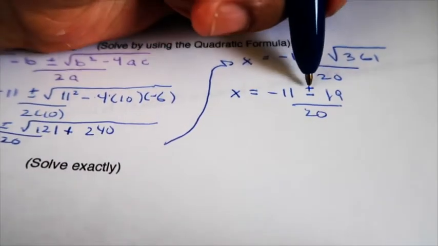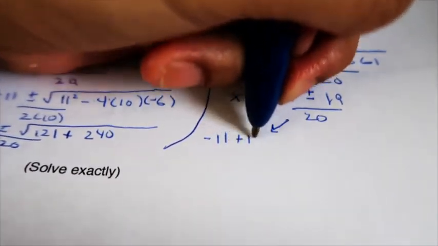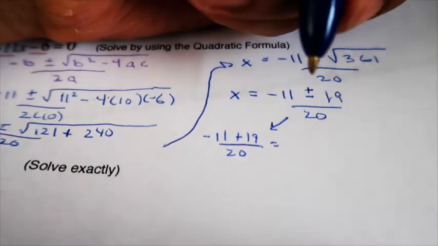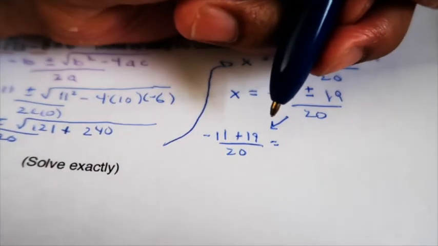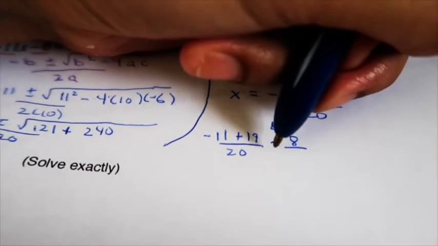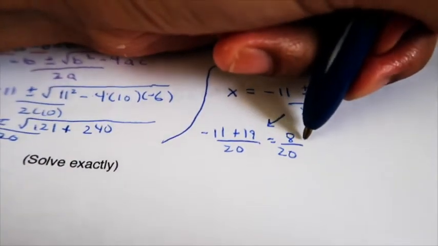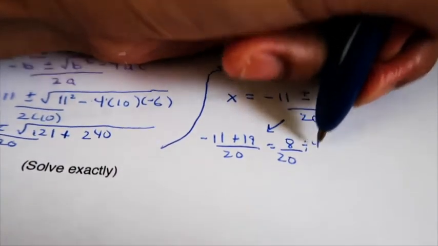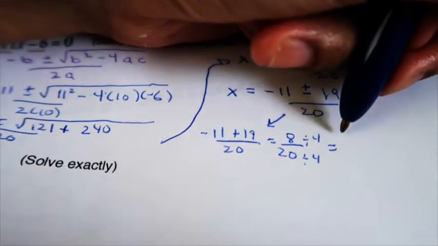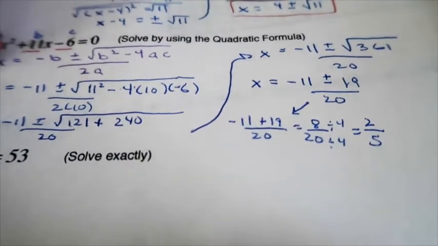Now we're going to have a plus and minus, so I'm going to do the plus first. Negative 11 plus 19 over 20 equals negative 11 plus 19 is 8 over 20. We have 8 over 20. We can reduce this because we take out a 4 on both sides. We're left with 2 over 5. So that's one of them.